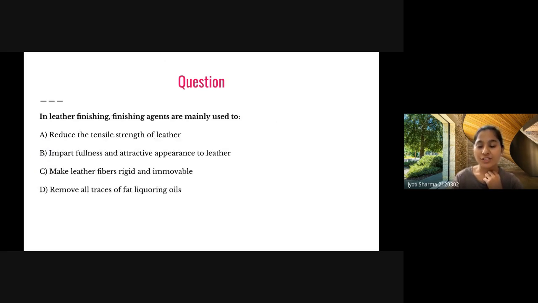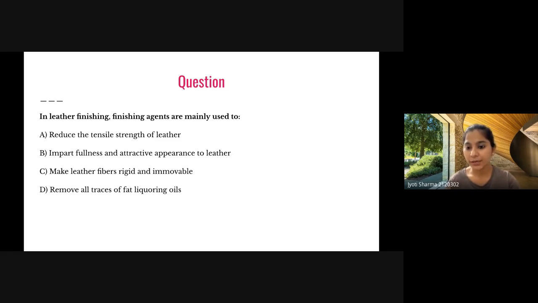In leather finishing, okay, now we are going to the end. In leather finishing, finishing agents are mainly used to reduce the tensile strength of leather, impart fullness and attractive appearance to leather, make leather fiber rigid and immovable, or remove all traces of fat liquoring oils.